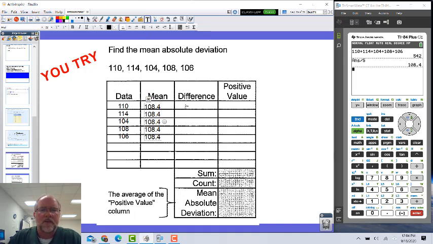Now we're going to find the difference between those. I'm going to take my calculator and do 110 minus 108.4, and hit enter, and we end up with 1.6. So that's what I'm going to type into this spot right here, 1.6. And I'm going to do the same for the next one. 114 minus 108.4, enter, and you end up with 5.6. And you'll do that all the way down.